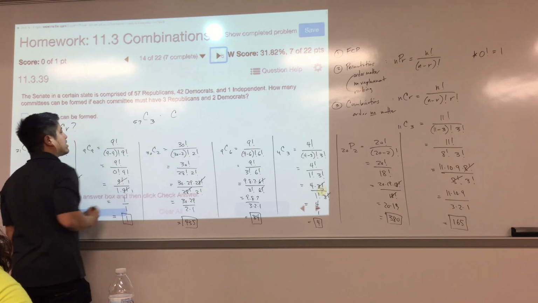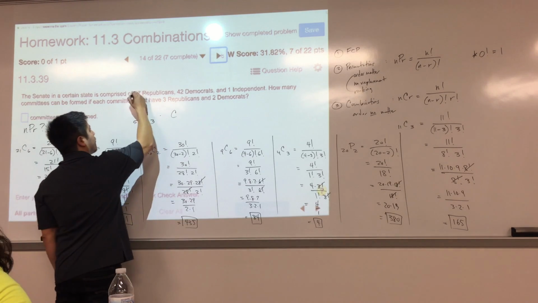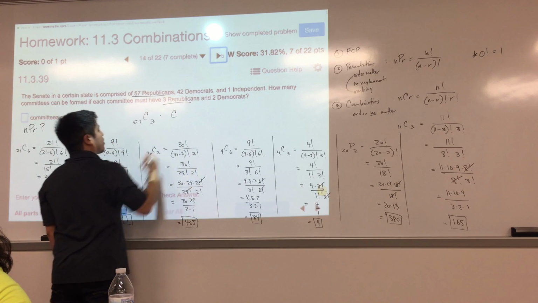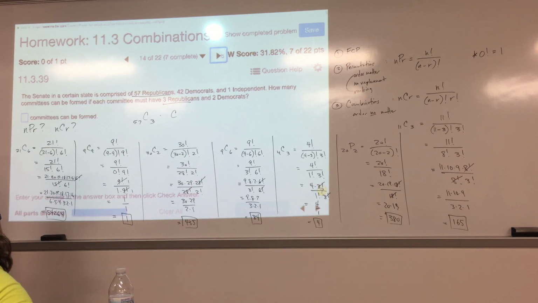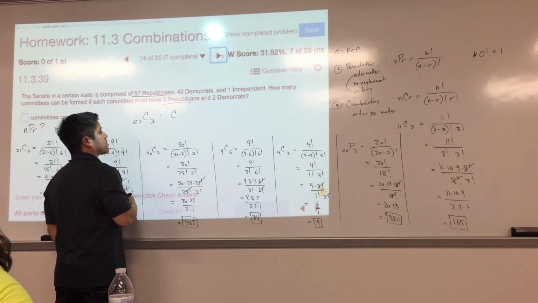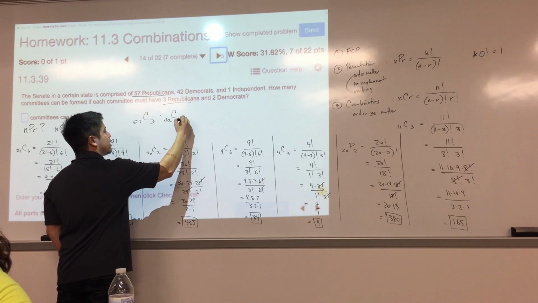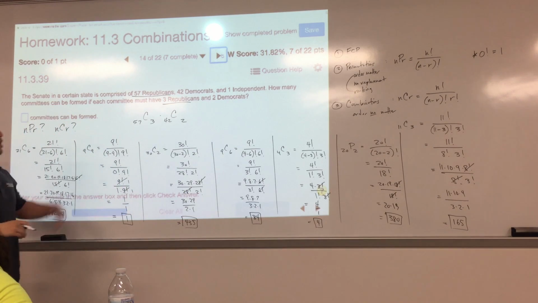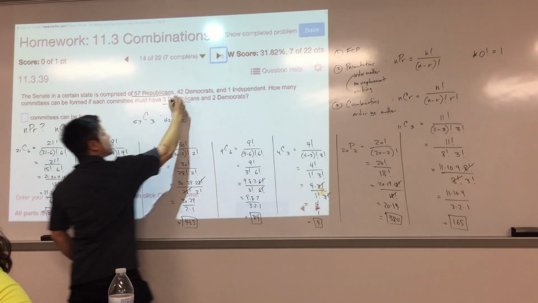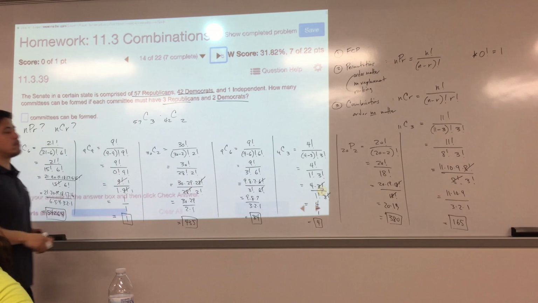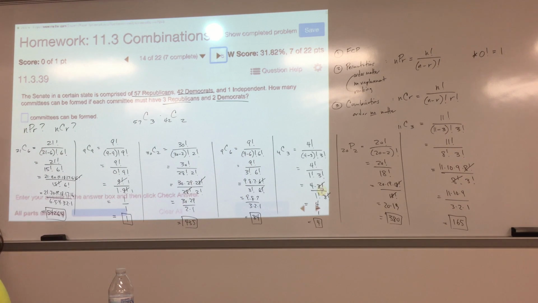57C3. You got it. 57C3. We've got 57 Republicans. We're taking 3 at a time. Got it? All right, how about the Democrats? 42C2. There you go. Whatever the result is, you will. We always multiply. Always multiply. So those problems where you saw division, just the calculations, like I said, they're just calculations. Okay? That's a great question, though.